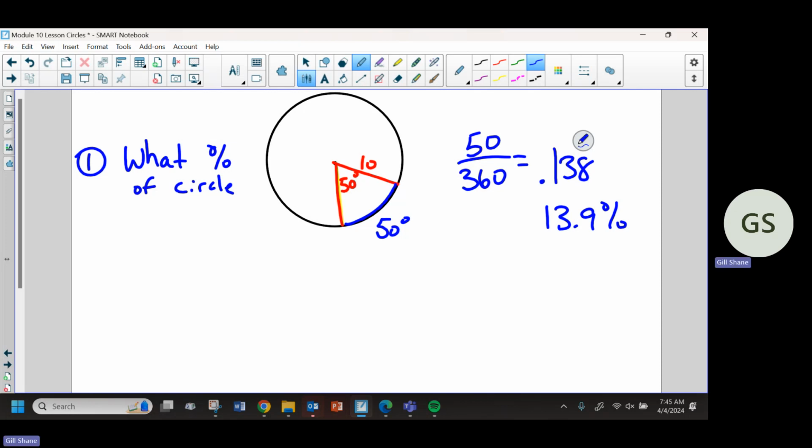It's a part of a whole. That's what a percentage is, that's what a fraction is, that's what a decimal is. All related. They're really all the same exact number. We're showing it different.